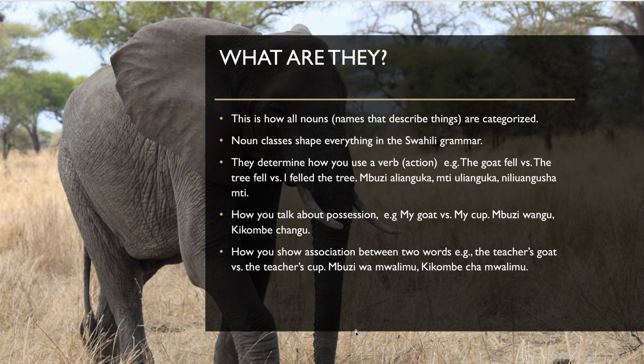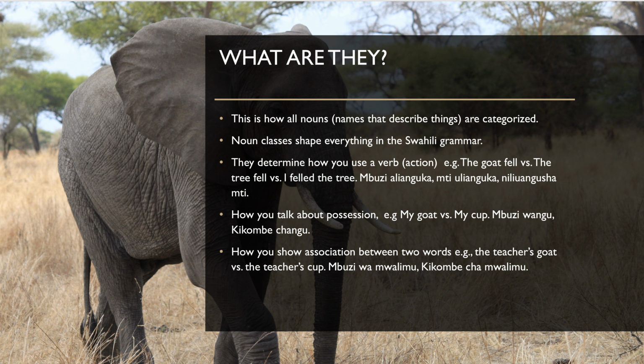They determine how we use a verb. For instance, we have an example here, the goat fell versus the tree fell. If you look at the Swahili version, it says mbuzi alianguka. And for the tree, it says mti ulianguka. So you can tell that these sentences, even though they're almost the same in English, they look different in Swahili, and that's because of the noun classes.